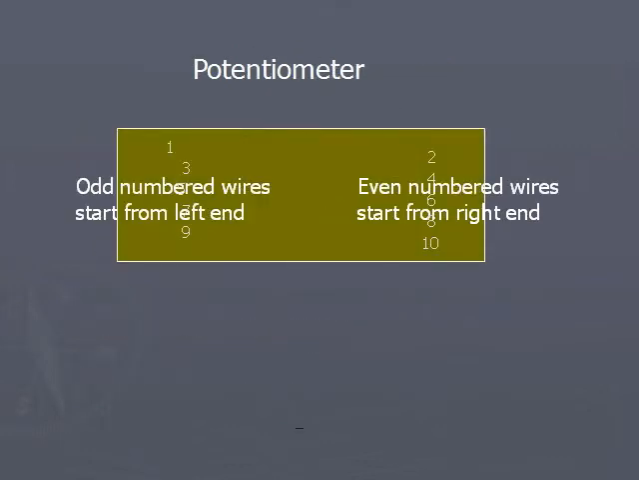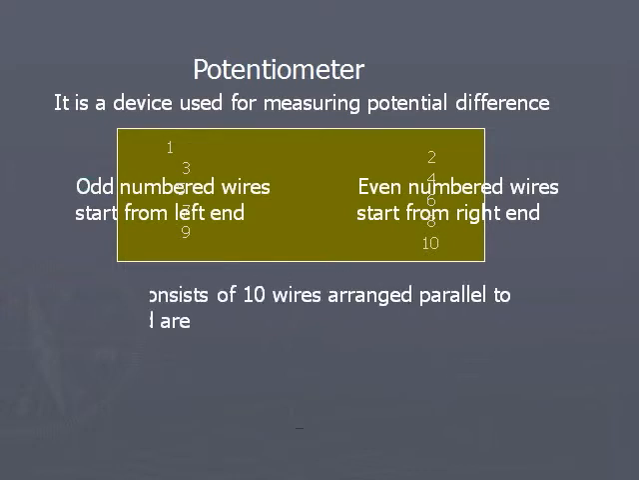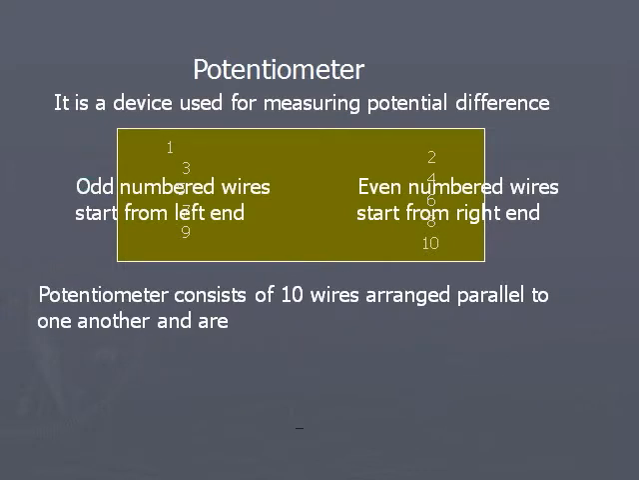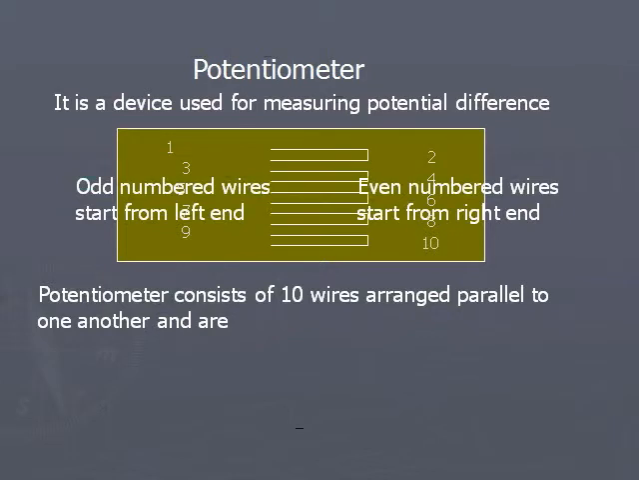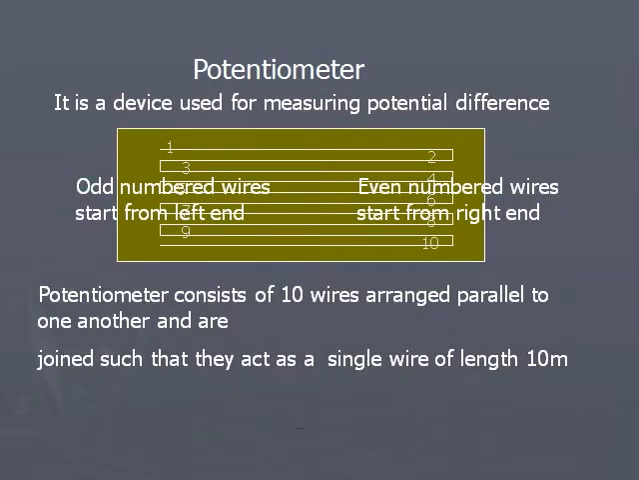Potentiometer. It is a device used for measuring potential difference. It consists of 10 wires in general, each of 1 meter in length, arranged parallel to one another. The 10 wires will be so connected that they act as a single wire. They will be fixed between 2 points M and N on a wooden board. So if a current enters at the point M, it leaves the wire at N. It acts as a continuous wire.